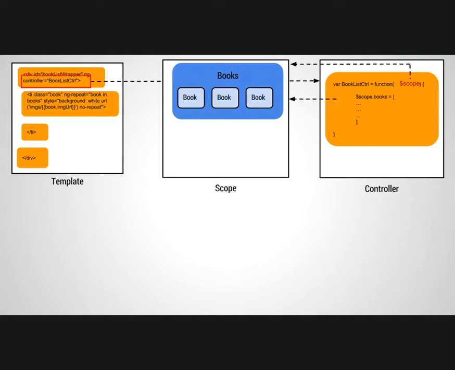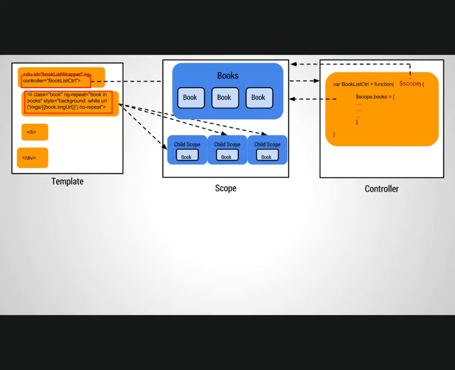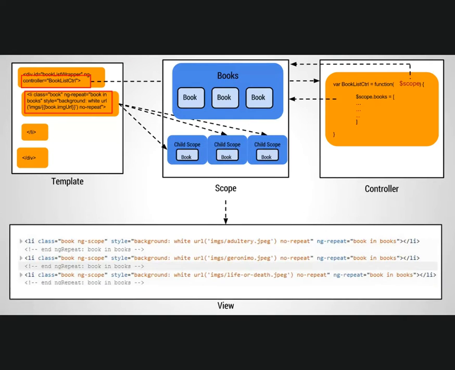The real magic starts with the ngRepeat directive. When Angular compiles the ngRepeat directive, it creates a new child scope object for each repeated template. So for each li element, it will create a new child scope and store the individual book object from the collection into the li element's $scope object. And the final output, our view, will be rendered using this new child scope object's data. You can see each li element is having a different image URL. This is the magic done by our child scope created by the ngRepeat directive.